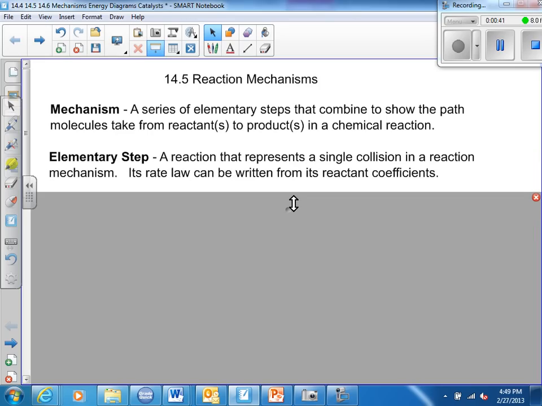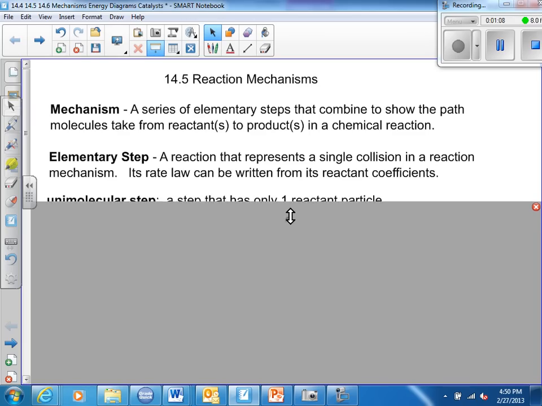An elementary step is a reaction that represents a single collision in a reaction mechanism, and its rate law can be written from its reactant coefficients. This is not what you've learned before. In the overall reaction, we cannot use the reactant coefficients, but when we have a mechanism, we actually use the reactant coefficients as the power, or the order, the exponent, for each chemical. We'll do some examples of this.